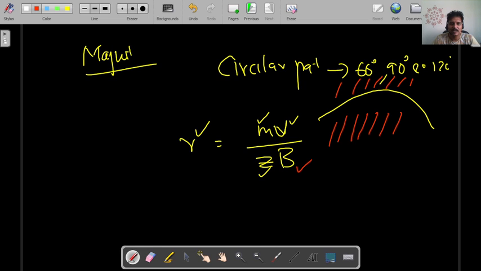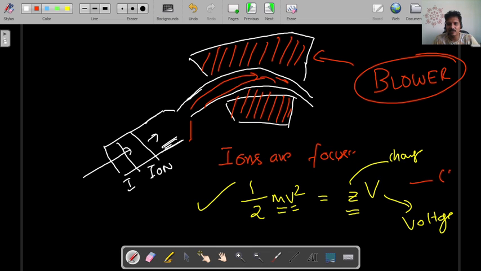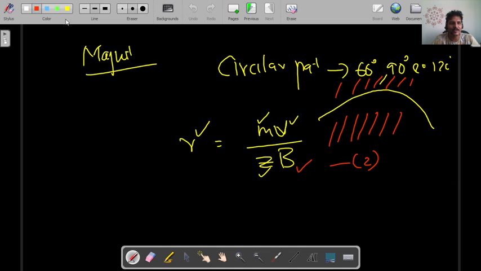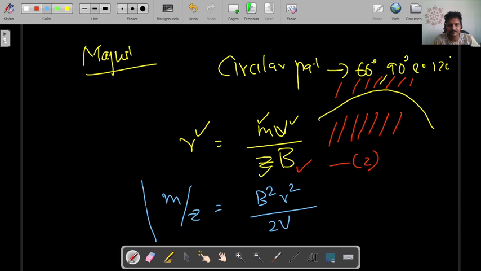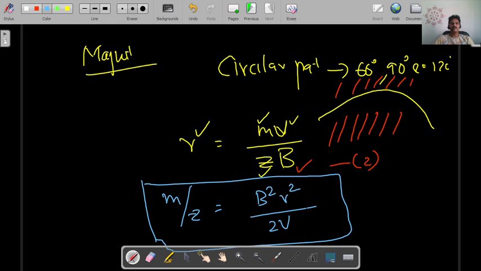This is our second equation, this is our first equation. If you use these two equations together, I will come to an equation: mass to charge, M by Z is equal to B square R square by 2V. That is, the mass to charge ratio is dependent on the magnetic field intensity, radius of curvature, and the applied voltage.